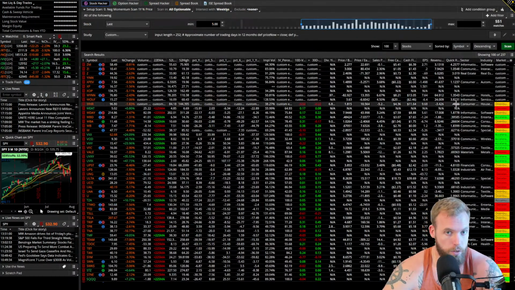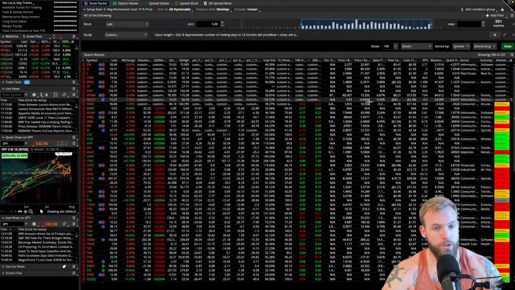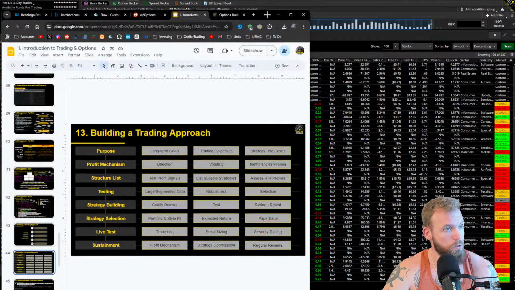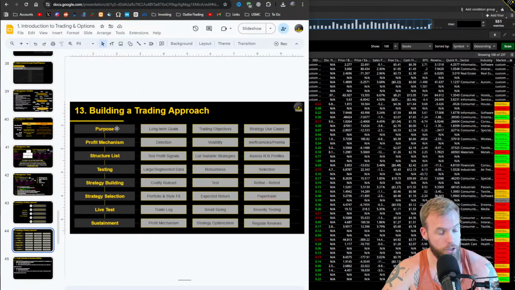Let's find where the trash is. So if we're trying to trade stuff to the downside, there's a couple of primary profit mechanisms that I lean on. So for here, you can see that you guys already gave me the purpose. The purpose here is we want something to be able to make money to the downside. Then my job as the trader is to figure out what profit mechanism is going to make the most sense for this kind of thesis. And there's two of them really.